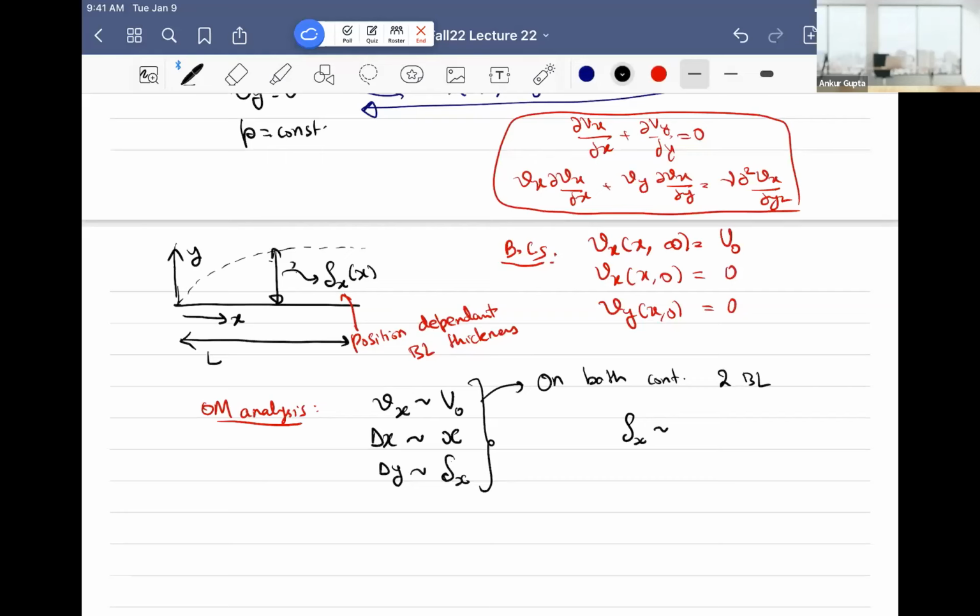Why? Because you already have the continuity equation. So if you apply order of magnitude on both of them, you will get the answer. Okay, so please try. Any other question?